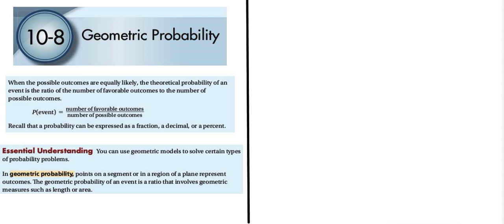You can use geometric models to solve certain types of problems, and the ones we're going to talk about involve the probability of points on a segment or a region of a plane. All these represent outcomes. The geometric probability of an event is a ratio that involves geometric measures like length or area.